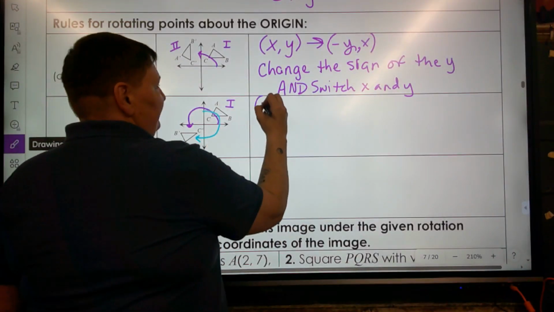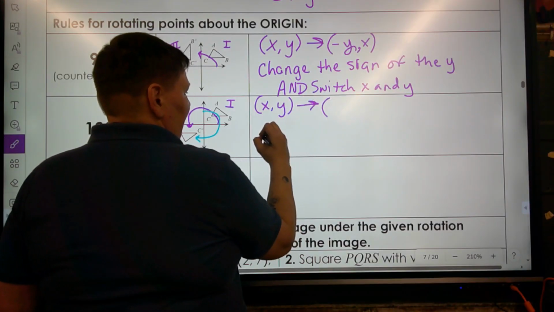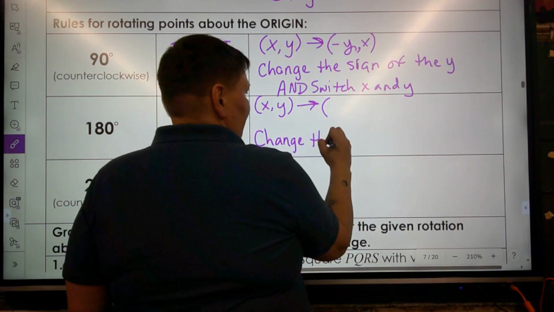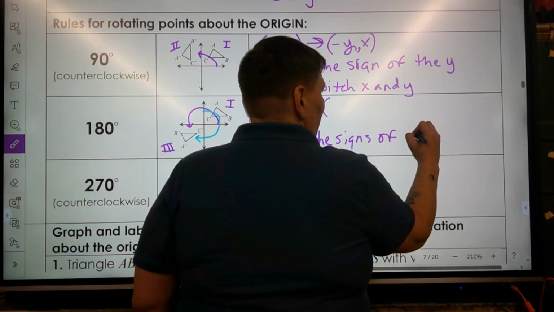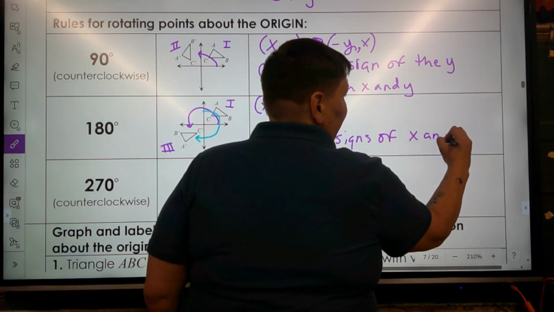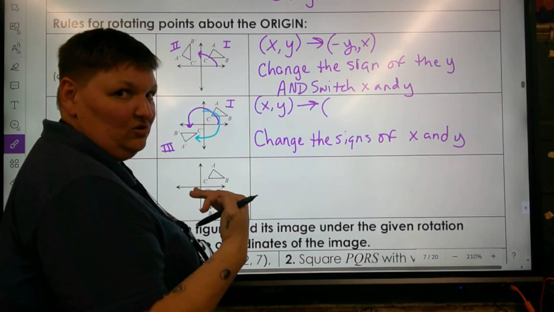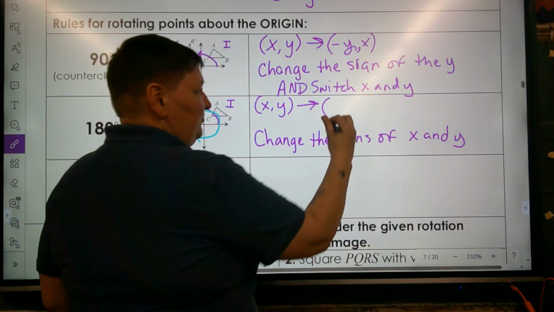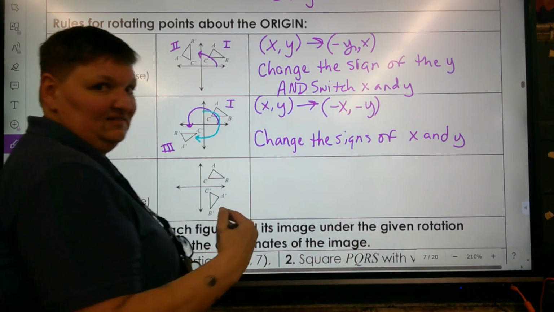All right, you start with your x, y, and then you're going to change the signs of x and y. You're not going to switch x and y. No, you're just going to change the signs. So if it's positive, it becomes negative. If it's negative, it becomes positive. That's it.